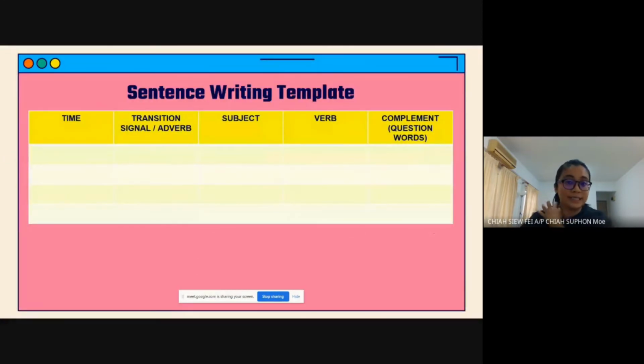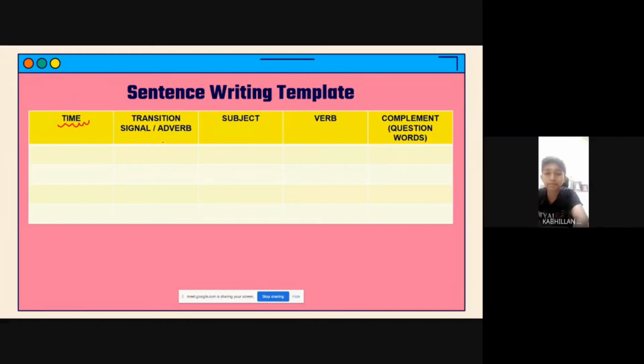Okay, this is the sentence writing template that I have always used. Those who have been taught by me previously, or those who are taught by me right now, will know that I usually use this sentence writing template. In writing a sentence, this is what we do. What is the use of the word time here? Anybody knows? For example, last week.